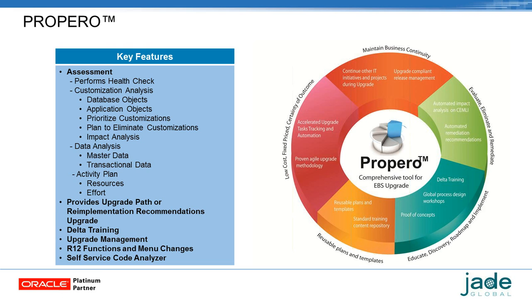It is basically a tool which will perform a health check on your code and your entire system. It gives you all the details of the customization objects, in terms of your database objects and application objects. It also prioritizes your customizations, and provides details on how to get rid of old obsolete objects or remediate the new objects. It also provides details about the volume and overall percentage of your master data as well as transactional data, and what activity you can plan when you decide to move on to the R12 upgrade, what kind of resources you will need, and what kind of effort you will need to plan for this activity.